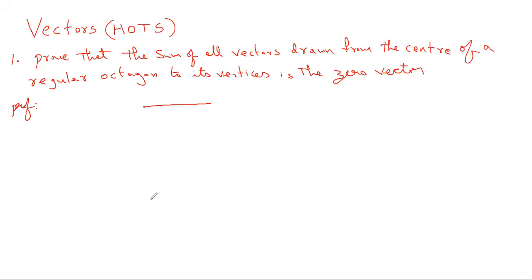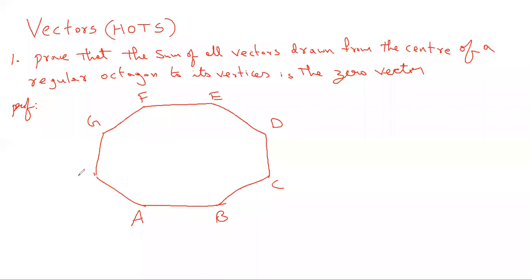If you consider the regular octagon, the diagram is not to scale, but you can understand that this is a regular one: A, B, C, D, E, F, G, H. Now, if you consider these diagonals, because the diagram is not to scale, these triangles formed don't look like isosceles triangles, but they are all isosceles triangles.